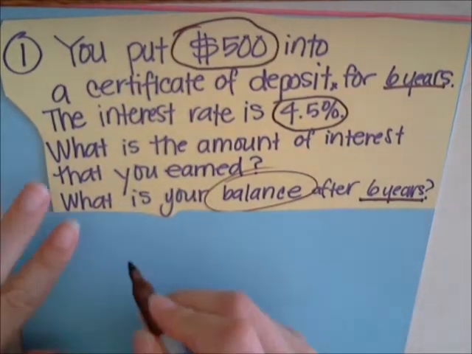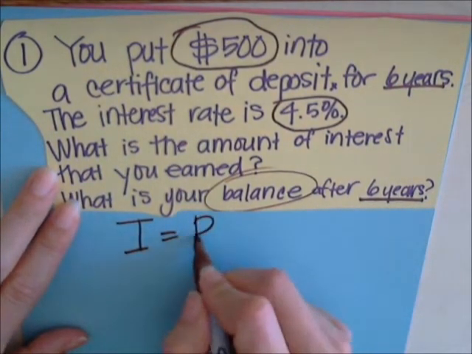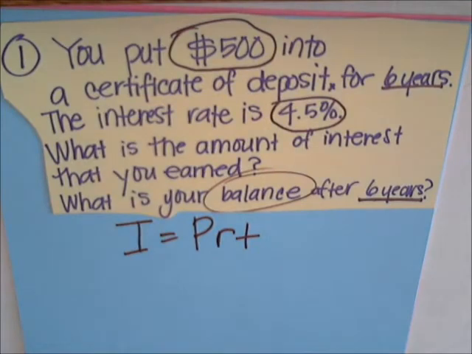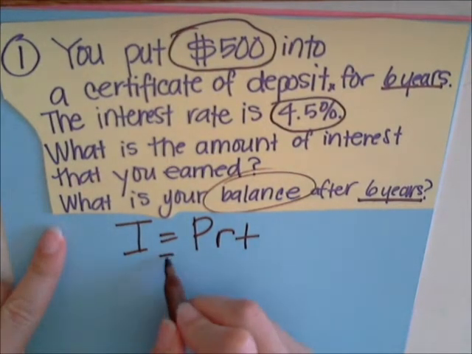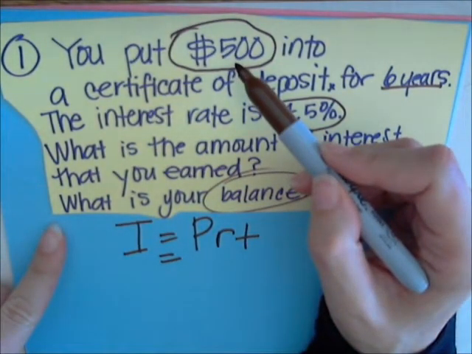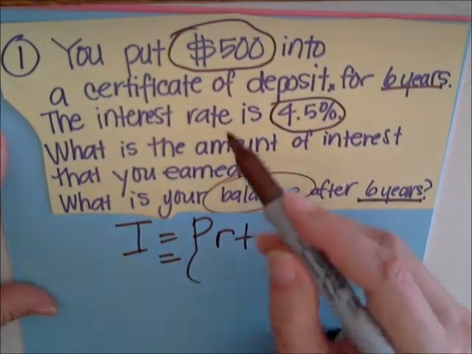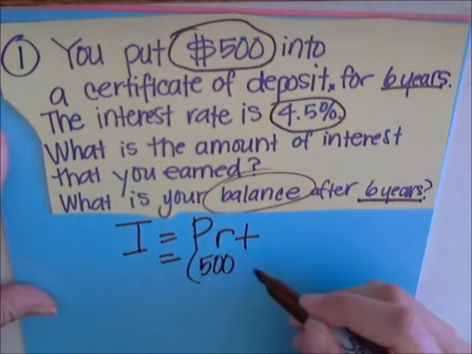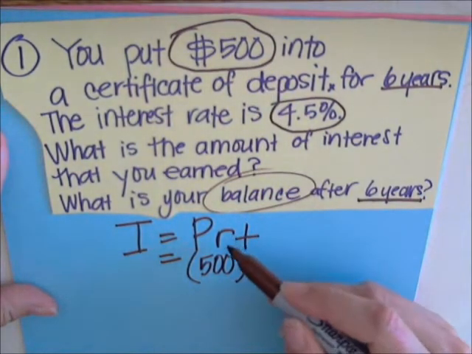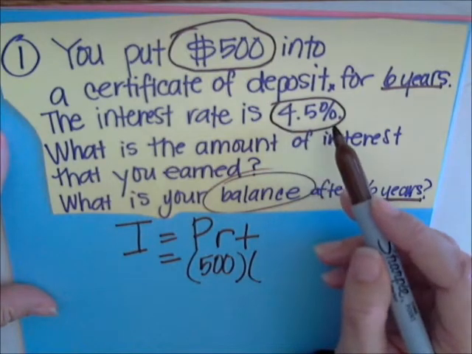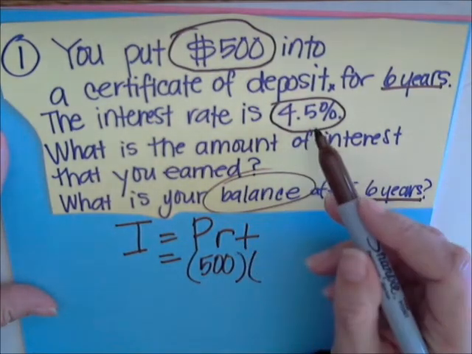Okay, so we're going to use I equals PRT to solve this problem. Now, my principal, the amount of money that I put in, is $500. So you guys, this is just a plug and chug problem. So I'm going to plug in $500 for principal. Now for rate, that's 4.5%. They always give the rate as a percent.